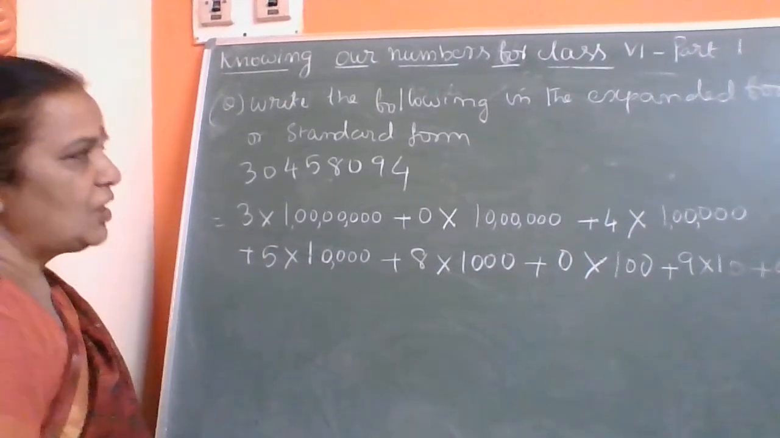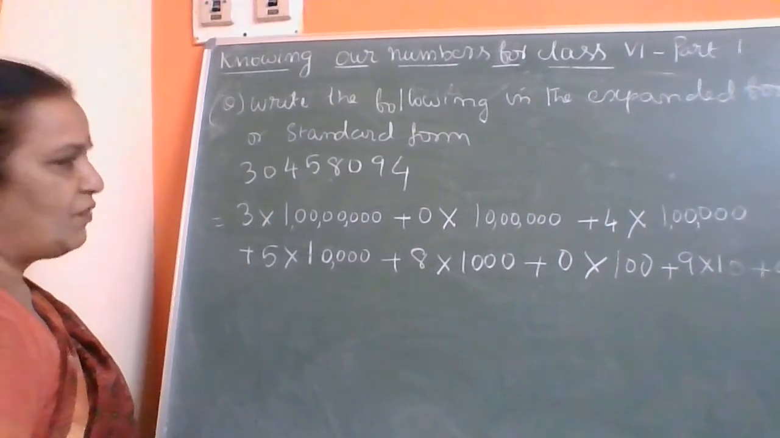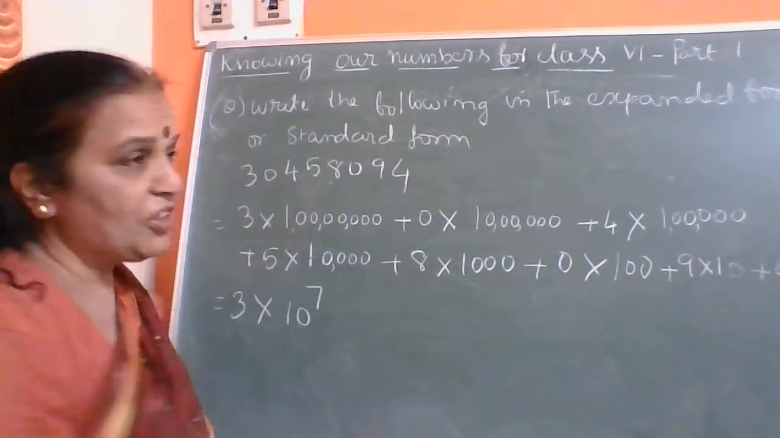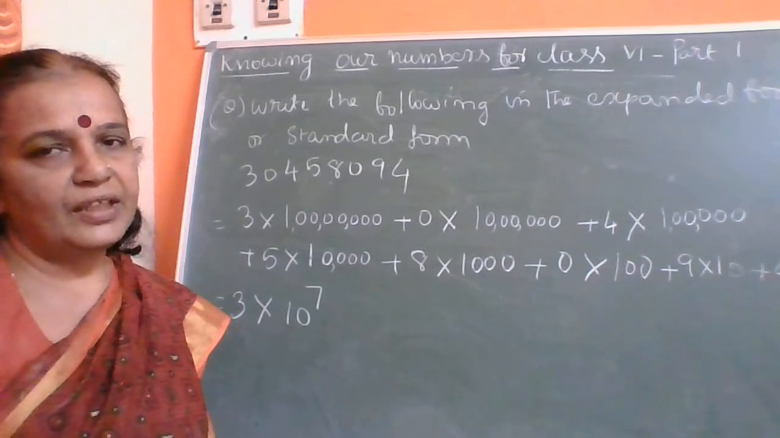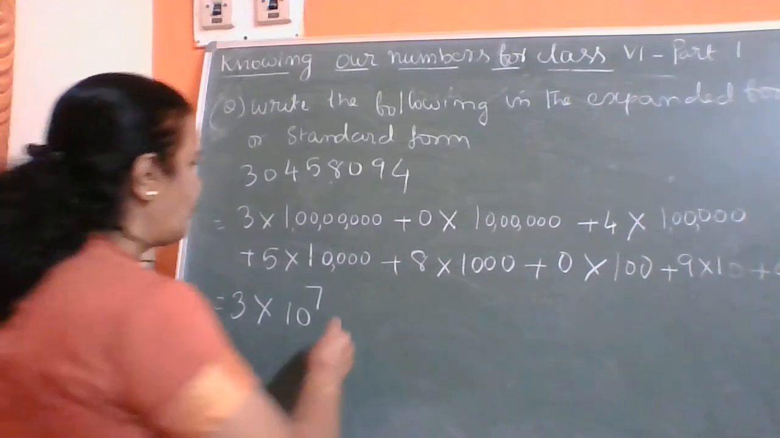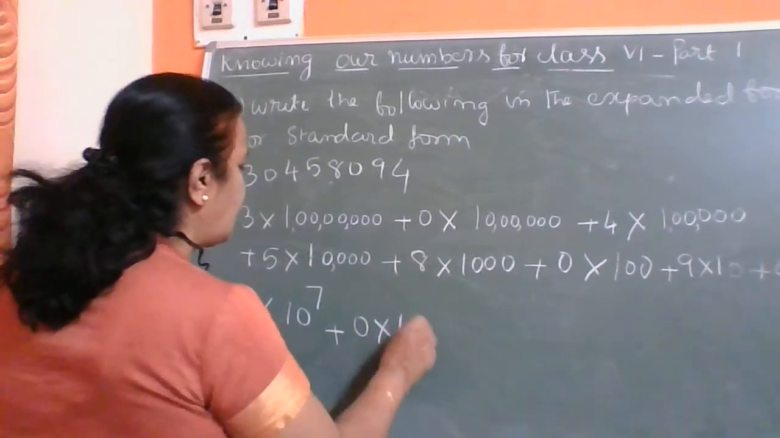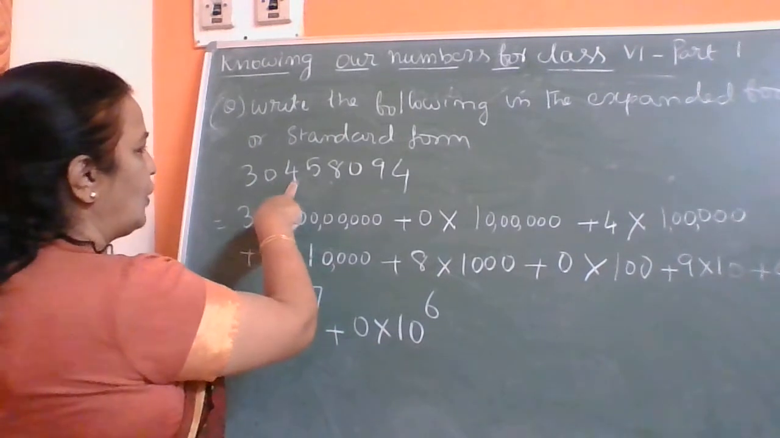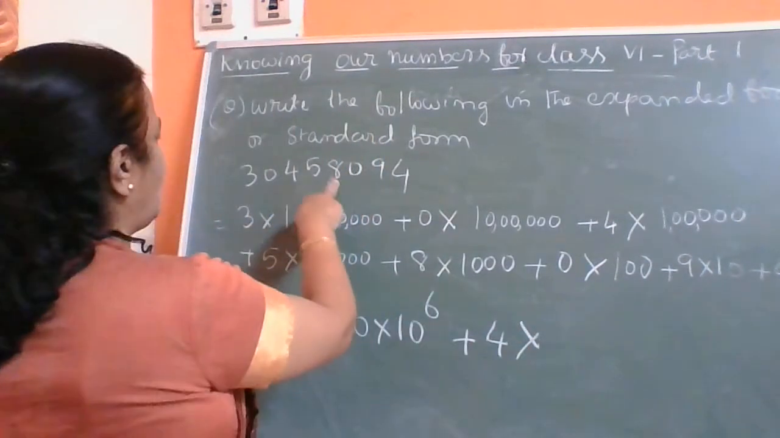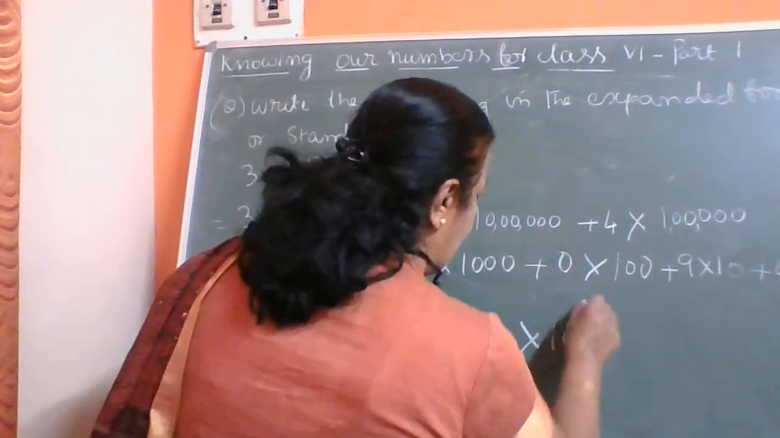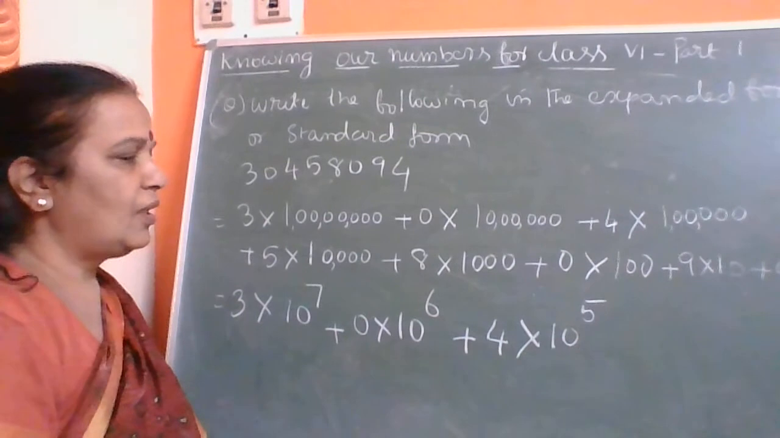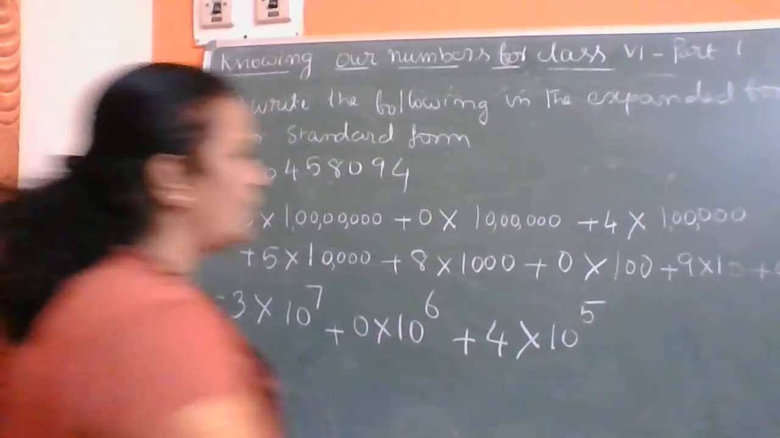And this we can write in the form of powers. That means 3 into 10 to the power of 7. If you multiply 10 into 10 seven times, you will get 1 crore. And then 0 into 10 to the power of 6, plus 4 into 10 to the power of 5. If you multiply 10 five times, you will get 1 lakh.